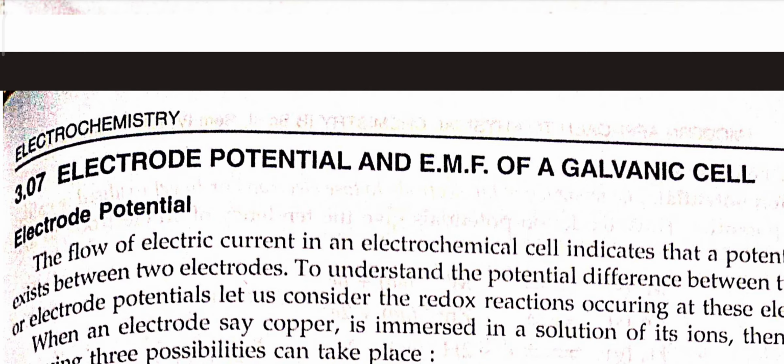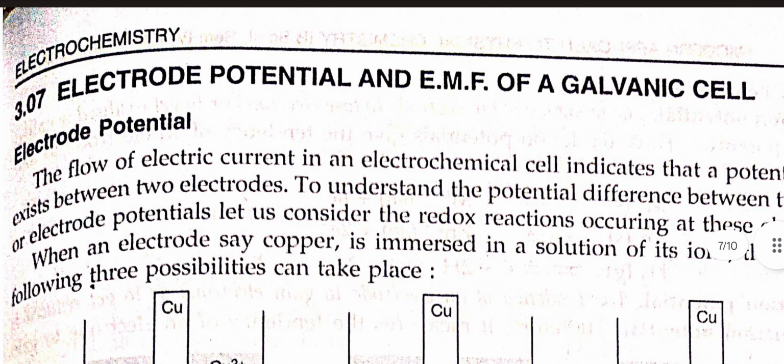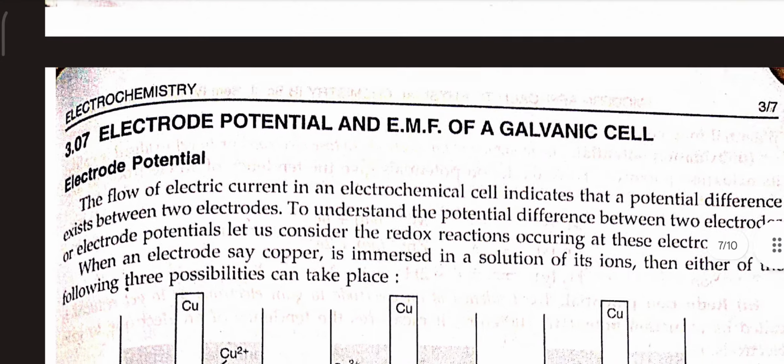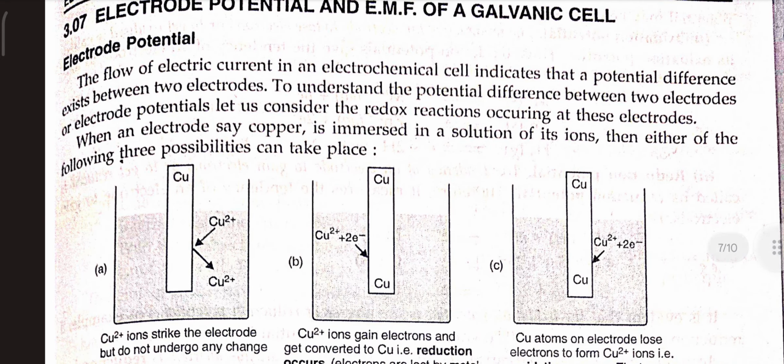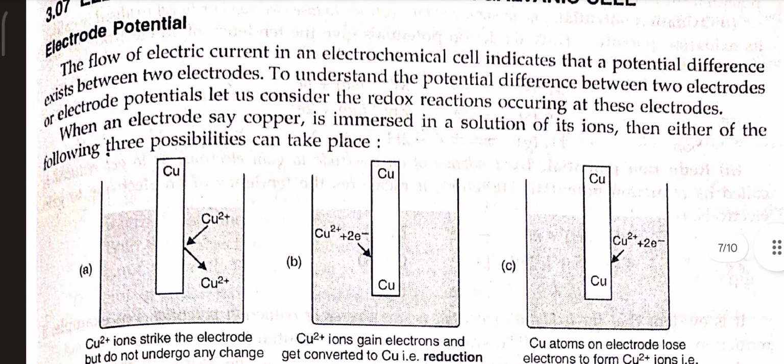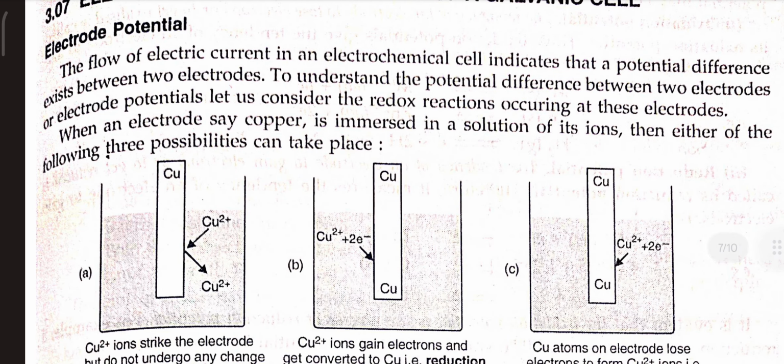Electrode potential and EMF of a galvanic cell. Electrode potential. The flow of electric current in an electrochemical cell indicates that a potential difference exists between two electrodes. To understand the potential difference between two electrodes, or electrode potential, let us consider the redox reactions occurring at these electrodes. When an electrode, say copper, is immersed in a solution of its ion, then either of the following three possibilities can take place.